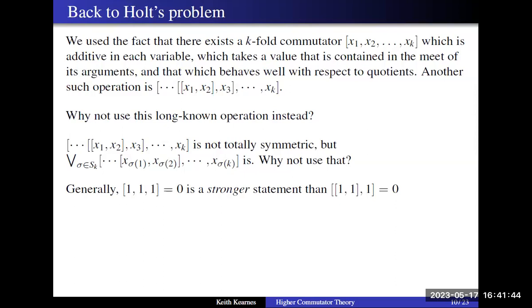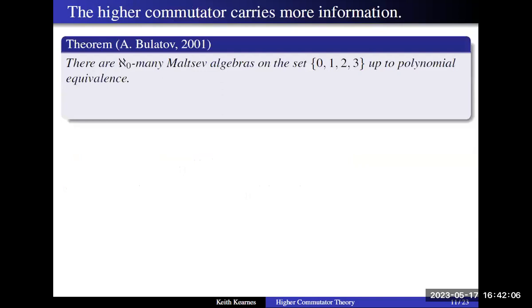So in general, in the theorem that I mentioned, we had one commutator one is zero. That's a stronger statement than this in general, but for groups they're the same. For groups they're the same, but for other structures, we're getting a stronger result by using the higher commutator than if we just iterated the binary commutator. Okay? Let me mention some results which tell us that the higher commutator really provides us with new information.